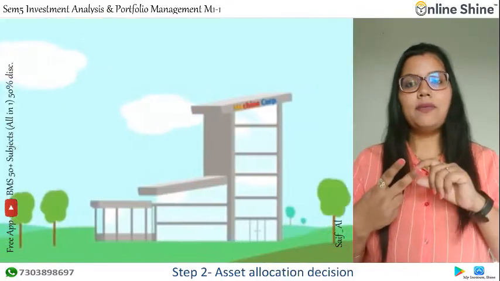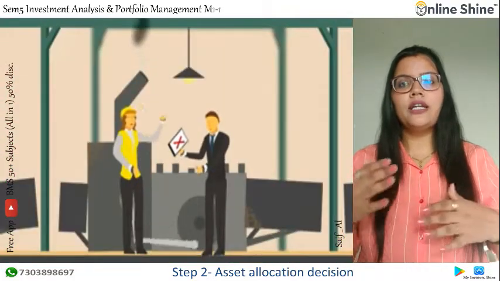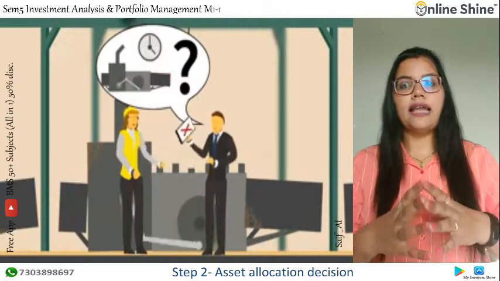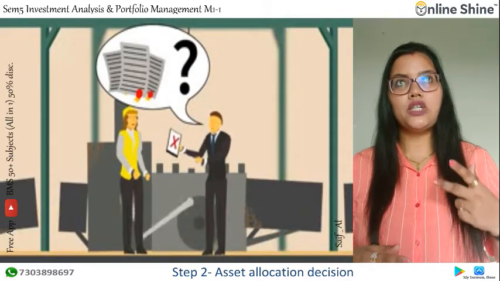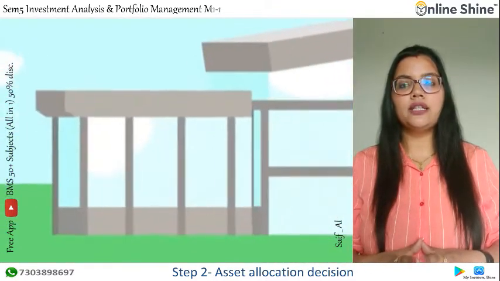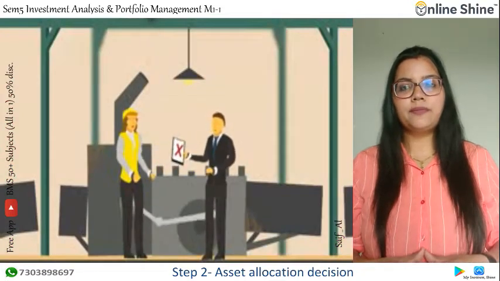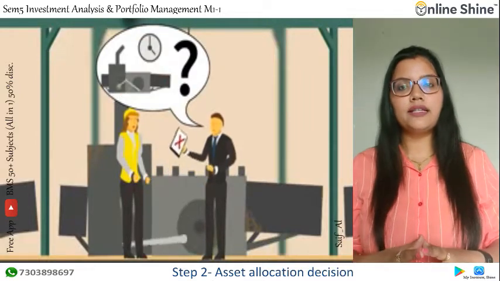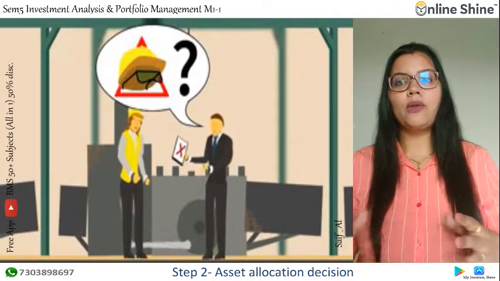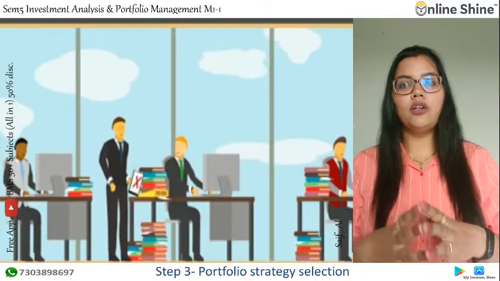Now step 2. Step 2 is about asset allocation decision. This step involves decision on how to allocate the investment across different asset classes, that is fixed income securities, equity, real estate, etc. It also involves decision of whether to invest in domestic assets or in foreign assets. The investor will make this decision after considering the macroeconomic conditions like monetary policies, national economic policy, fiscal policy and overall market status.